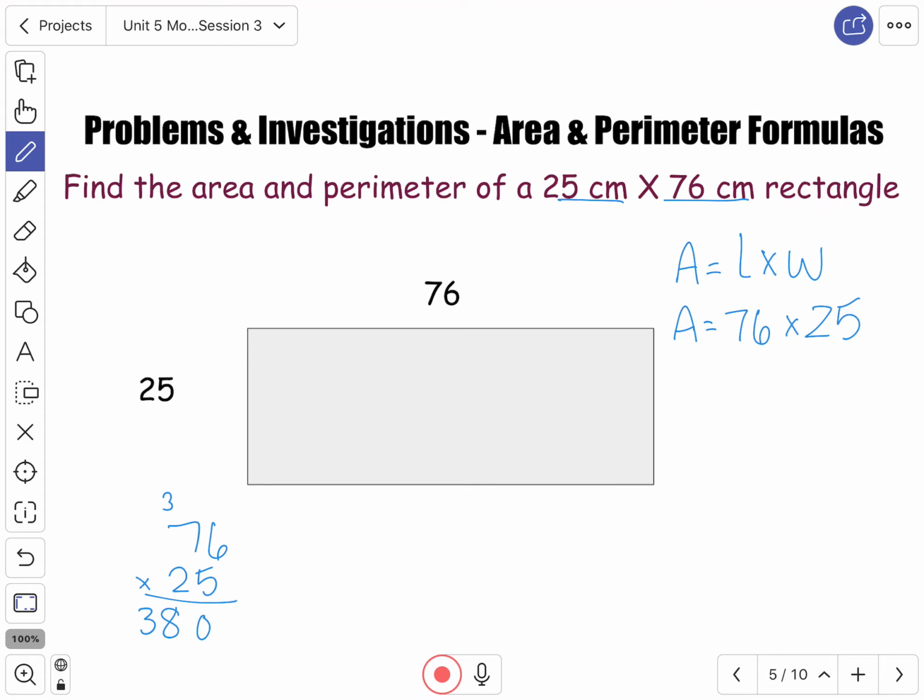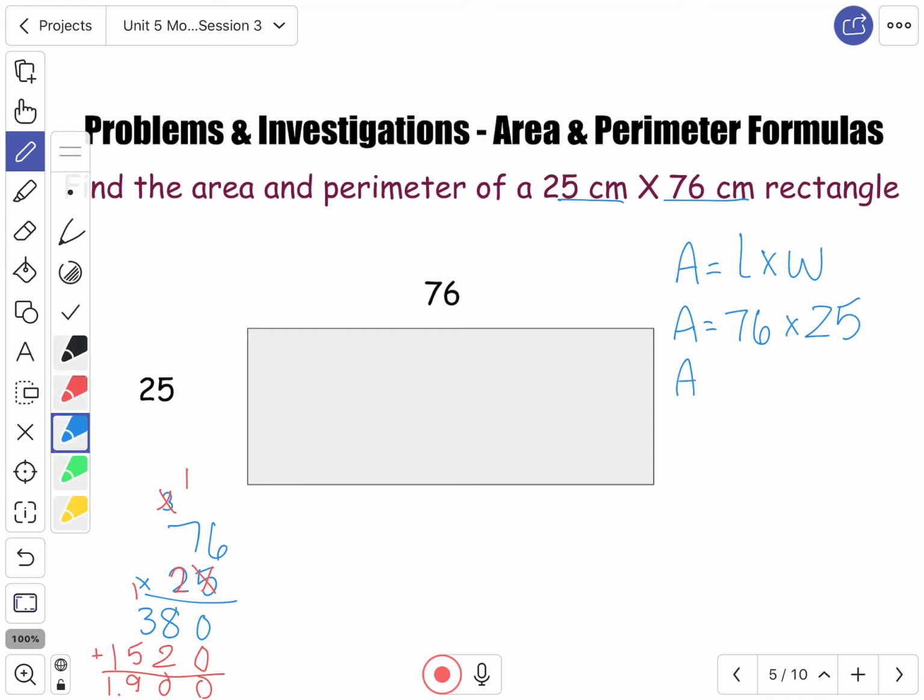I like to change colors just so I don't get confused. I'm going to cross off the 3, I've used that. Cross off the 5, I've used that. And put my mandatory 0. Okay, now I start with my 2. 2 times 6 equals 12. 2 times 7 equals 14 plus 1 more is 15. Add those together. And I have 1,900.